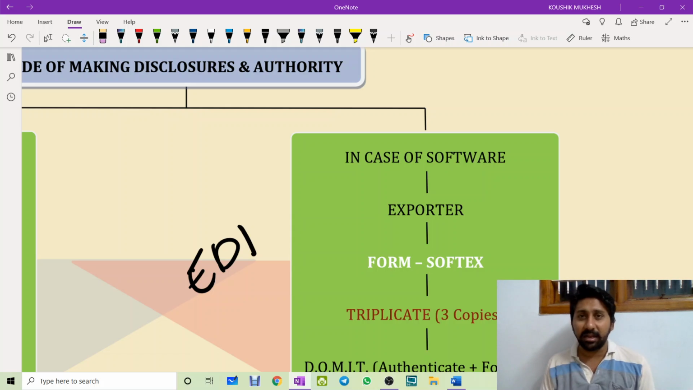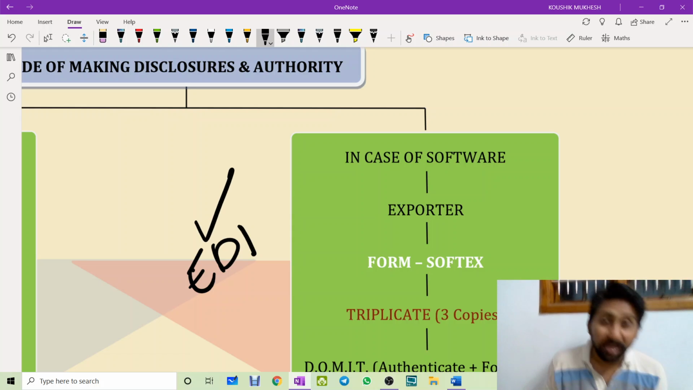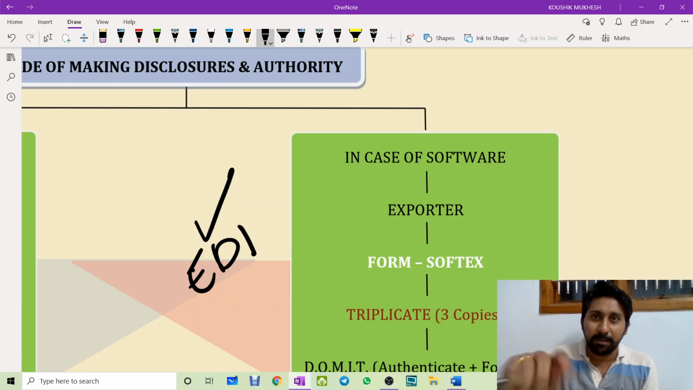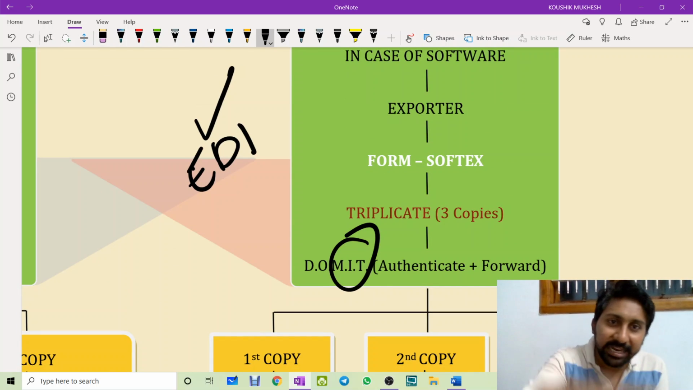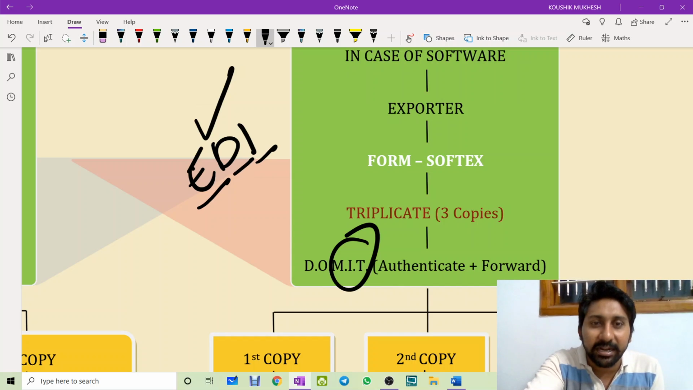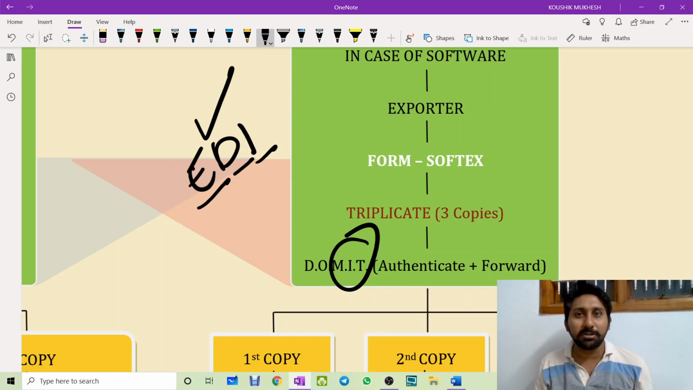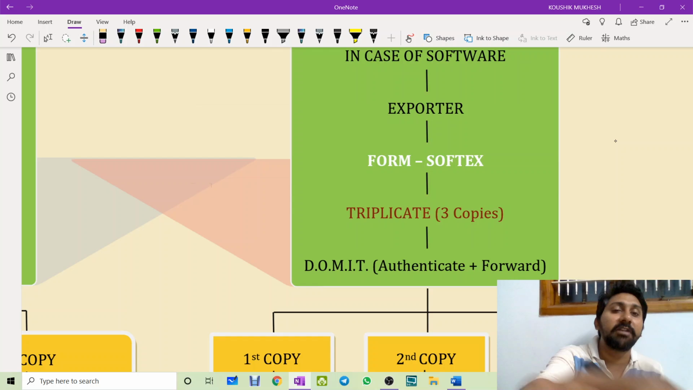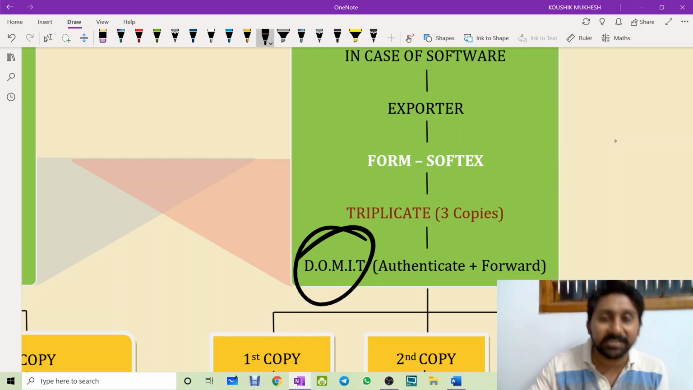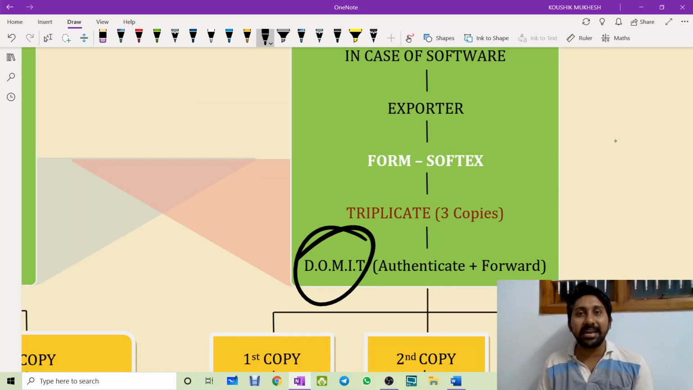The main thing that happens is there is another port called the EDI port. It is not under the control of the Customs Department. It is under the control of the Ministry of Information Technology. EDI means Electronic Data Interchange Port. That means all your software exports have to pass through this particular EDI port. That EDI port will be in the control of the Ministry of Information Technology. That is called DOMIT here, the designated official of the Ministry of Information Technology.